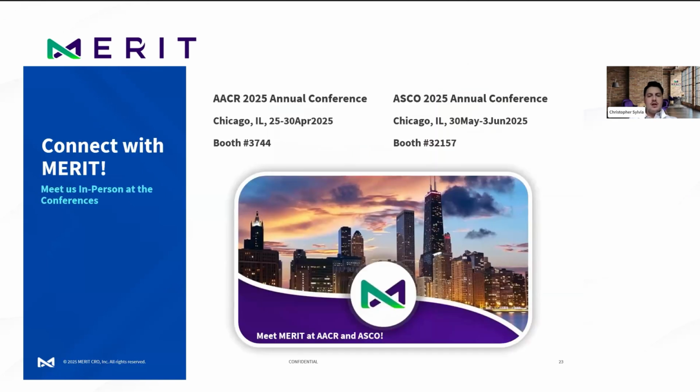Merit will be attending several key oncology conferences in the coming months, and we'd love the opportunity to connect in person. These events bring together industry leaders to discuss the latest advancements in oncology drug development, and we look forward to continuing these important conversations. So you can find us at AACR in Chicago from April 25th to 30th at booth 3744. And we'll also be at ASCO in Chicago from May 30th to June 3rd at booth 32157.